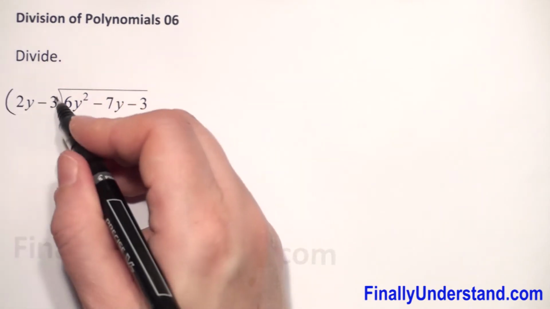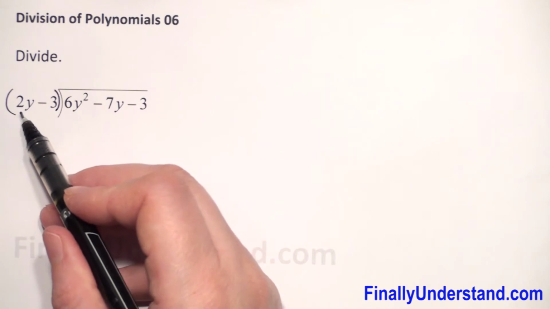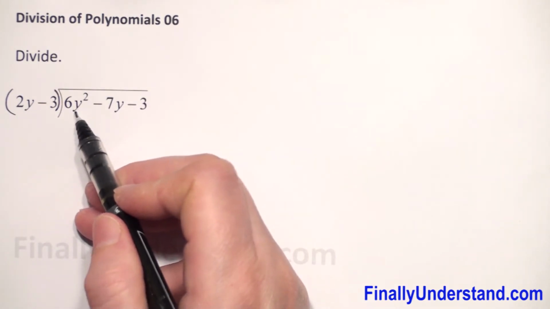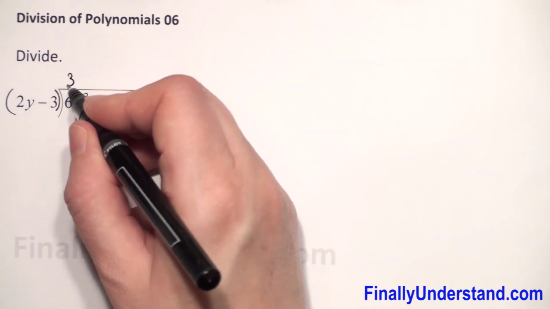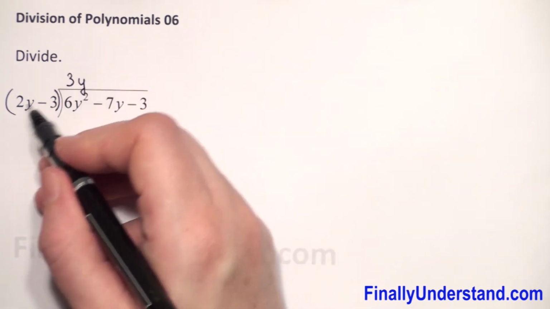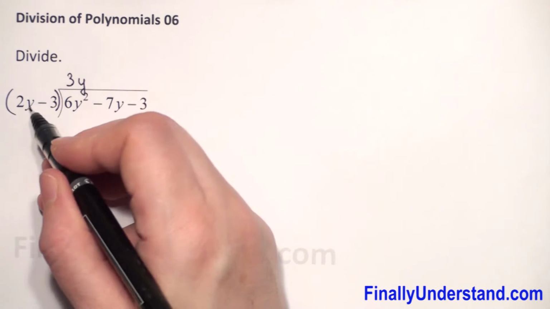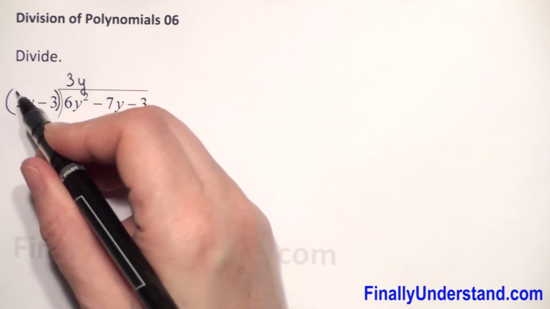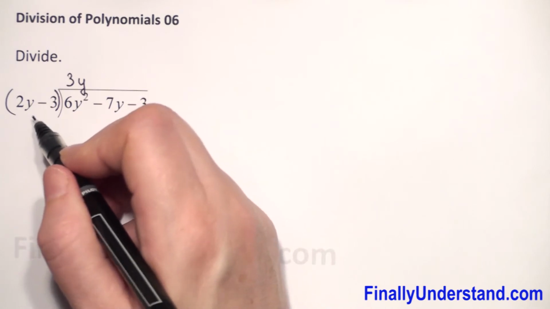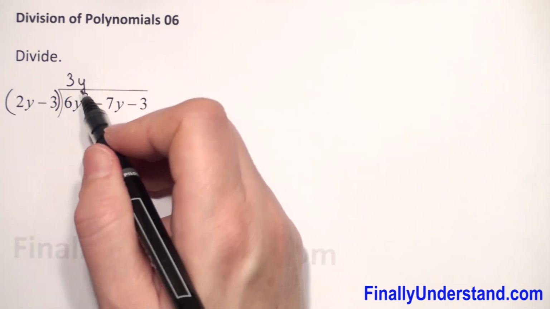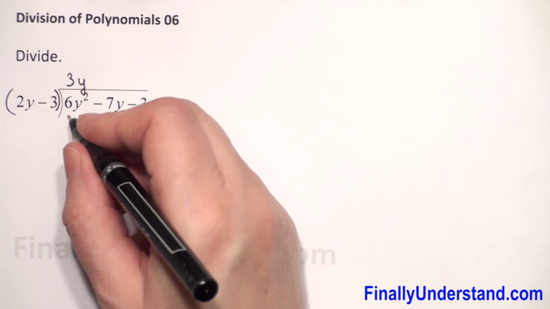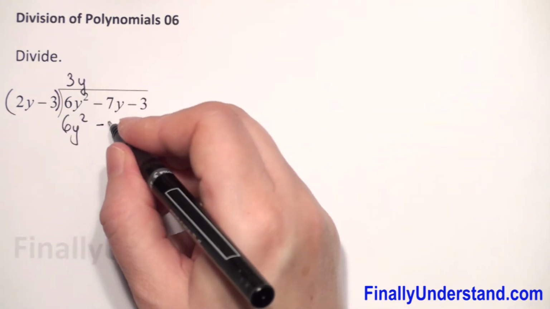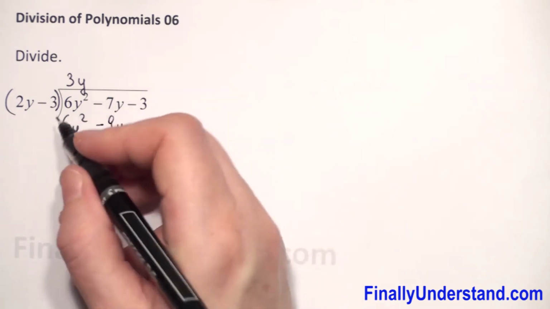This is our divisor. By what do I have to multiply 2y to get 6y squared? Of course, by 3y. 3 times 2 gives me 6, and y times y will be y squared. Now we have to multiply every term of our divisor by 3y. So we have 3y times 2y is 6y squared. 3y times negative 3 is negative 9y.